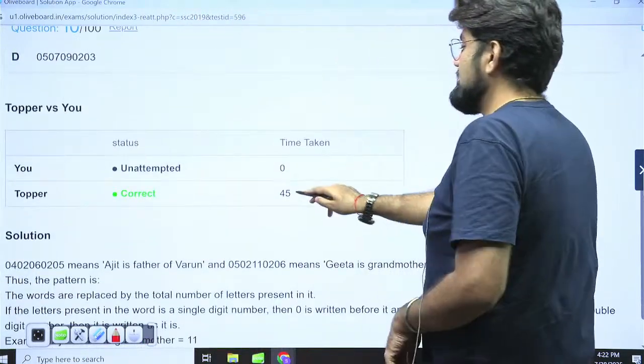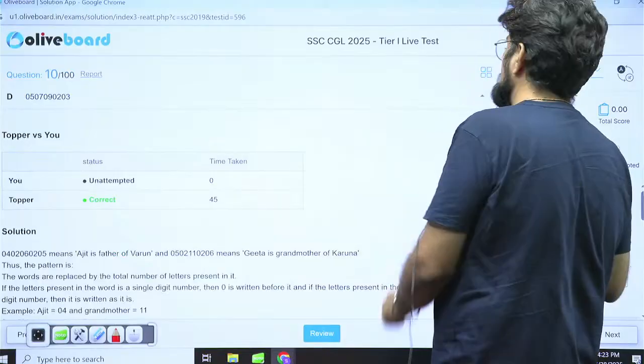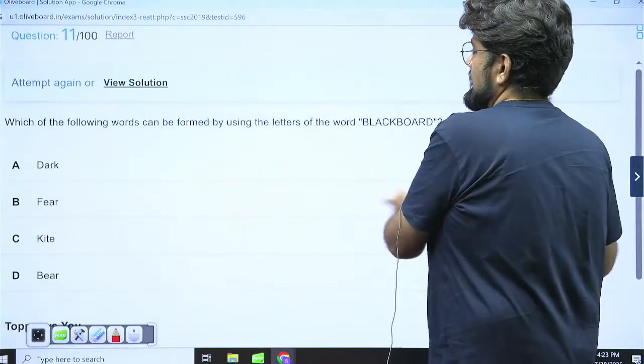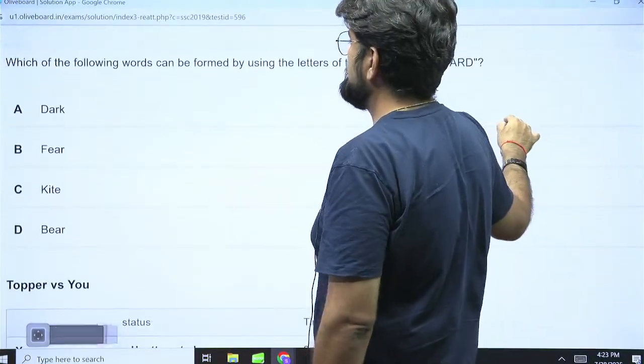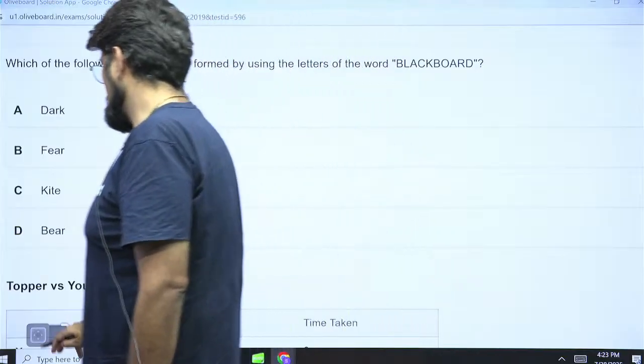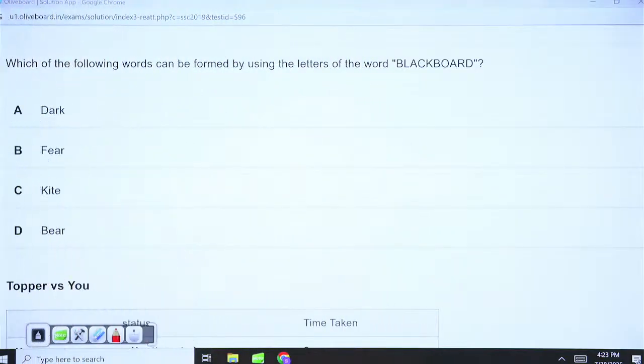But then why this becomes difficult? Because you have never seen such a question or a logic. That is where things go wrong. Which of the following words can be formed using the letters of the word blackboard?